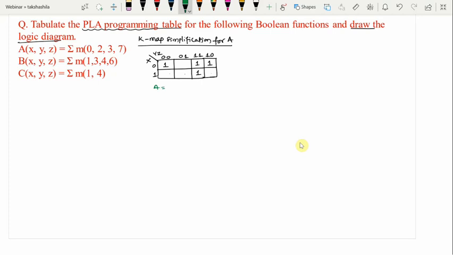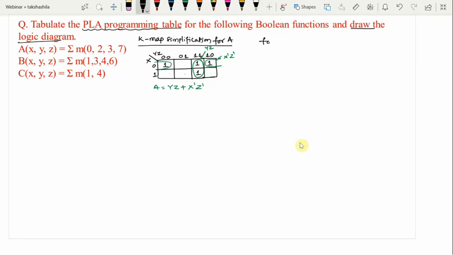A equals. These two we can combine to get which term? YZ. These two you can combine to get which term? That is X dash, and Y is gone. Z is Z dash. So what is A? YZ plus X dash Z dash. This is the function for A.